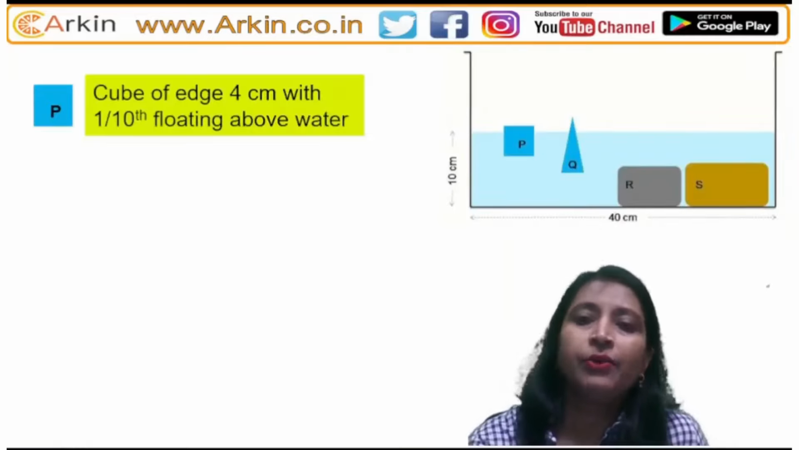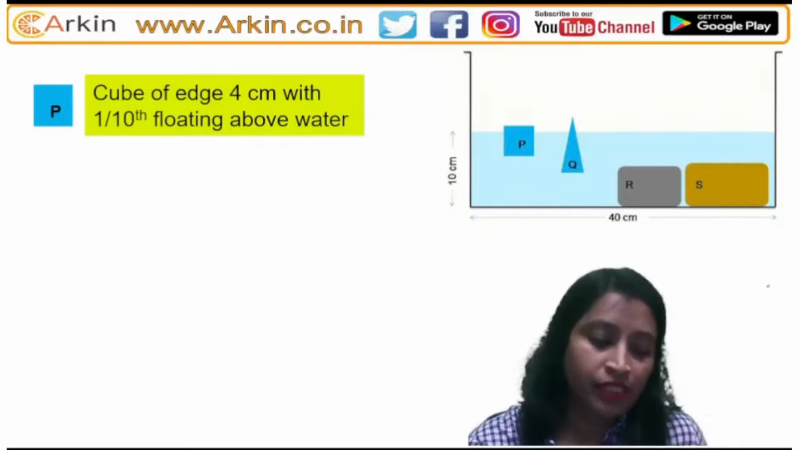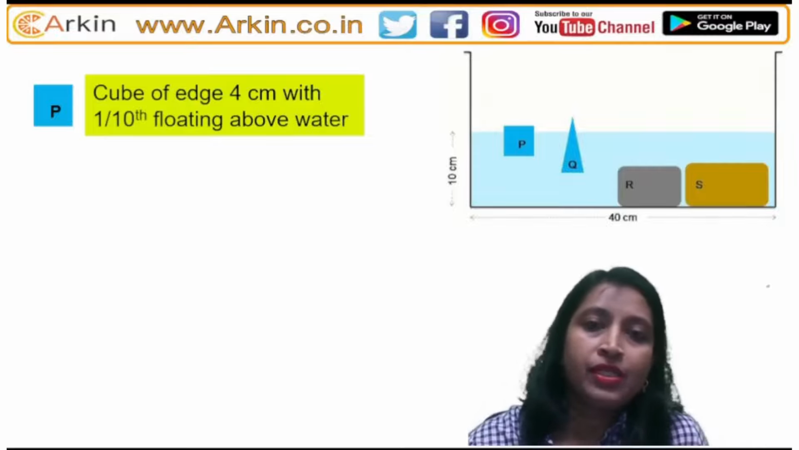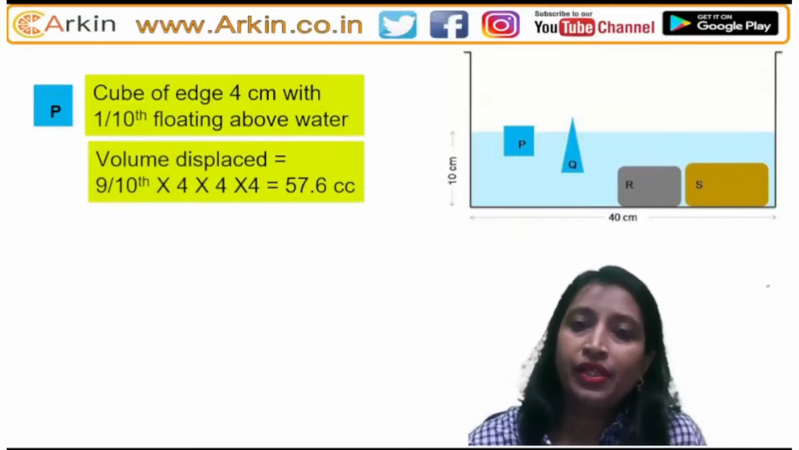See, this is based on Archimedes' principle. Do you all remember? It is based on the fact that if any object is submerged in a fluid, it will displace some volume, and the volume of that displaced liquid is equal to the volume of that object which is in the fluid. So here P is a cube of side 4 centimeter with 1 by 10th floating above water. 1 by 10th above water means 9 by 10th is in the water. So the volume it will displace will be 9 by 10 into 4 into 4 into 4, that will be 57.6 cubic centimeter.